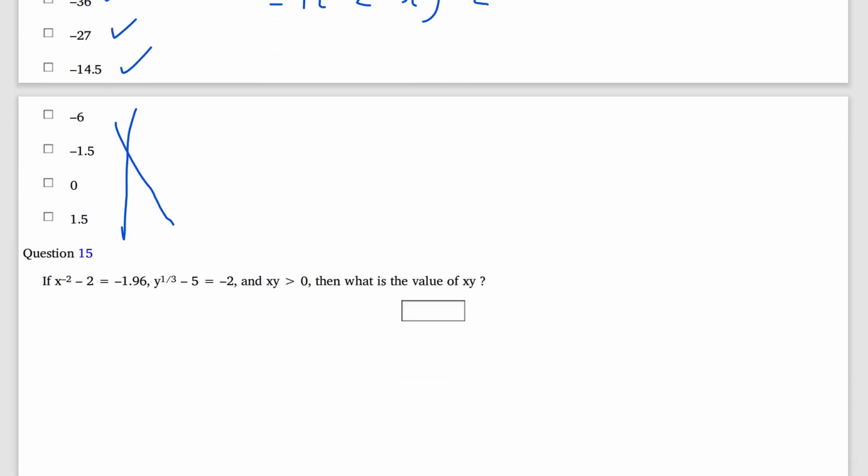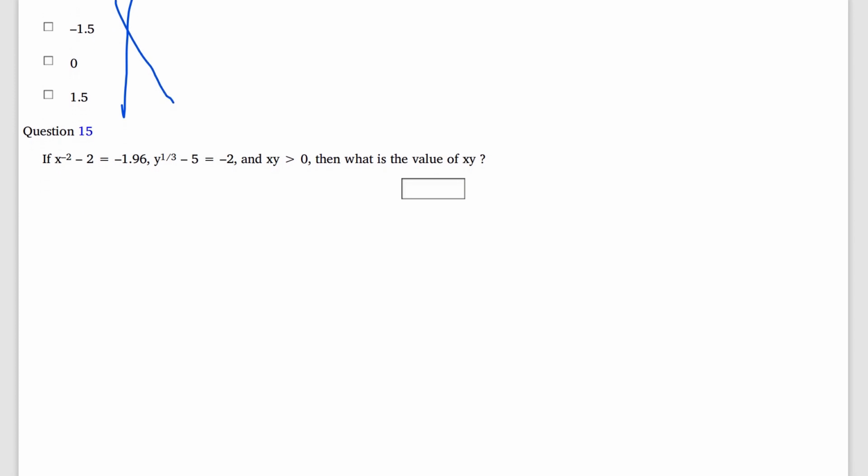Okay, last question. If x to the power of -2 equals -1.96. Okay, so this looks really complicated, but it really isn't that bad. X to the -2 just means 1 over x squared. And you see how it says -2 equals -1.96? A really cheeky, quick way to simplify that is just add 2 to both sides. So you get 1 over x squared equals, you could do this on the calculator if you want, but if you do -1.96 plus 2, you get positive 0.04.